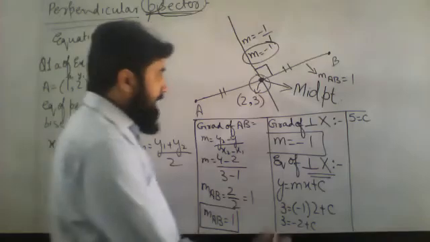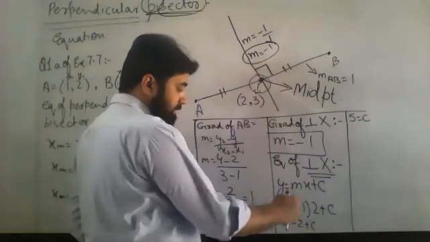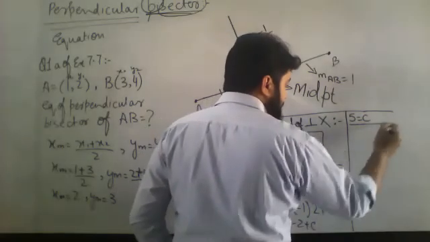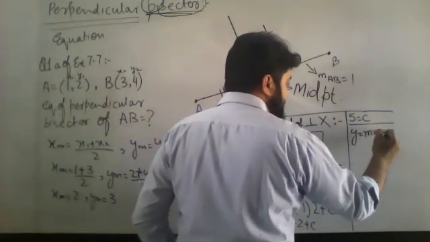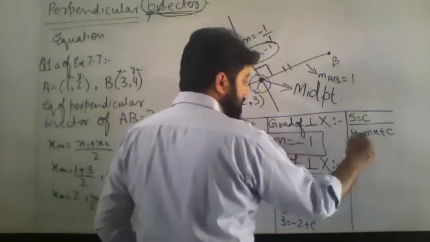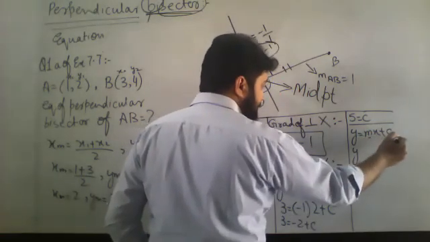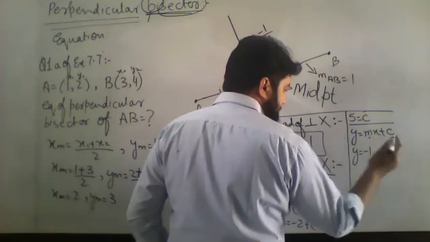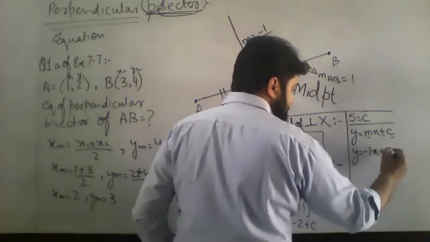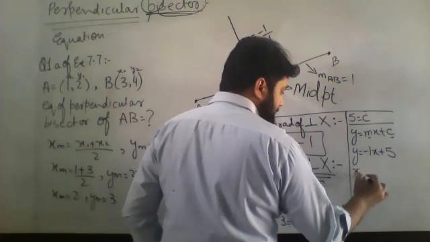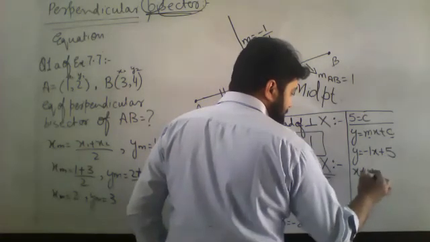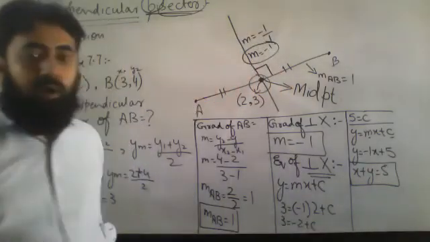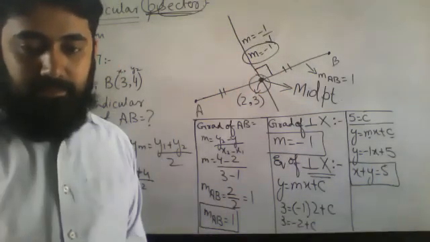So for this line I have got the gradient, and I have got c. Again writing y equals mx plus c, now I have the gradient value and the y-intercept value, so y equals minus x plus 5, and I can shift it over here, and that will become x plus y equals 5. That's your equation of the perpendicular bisector.